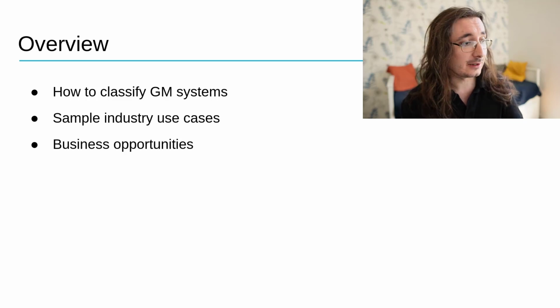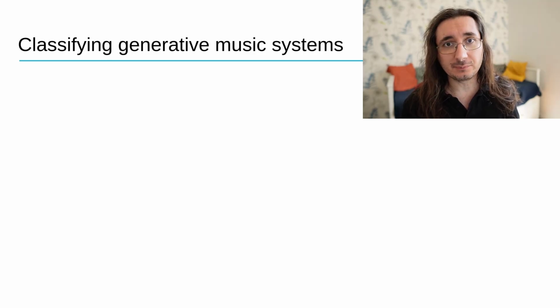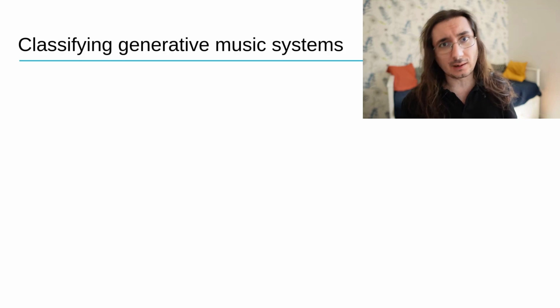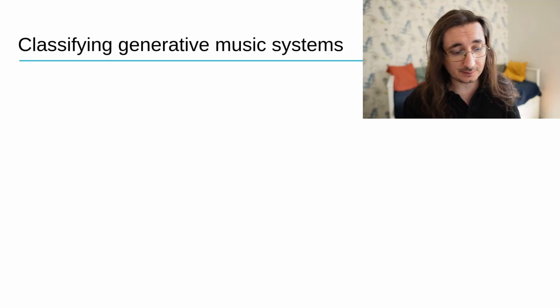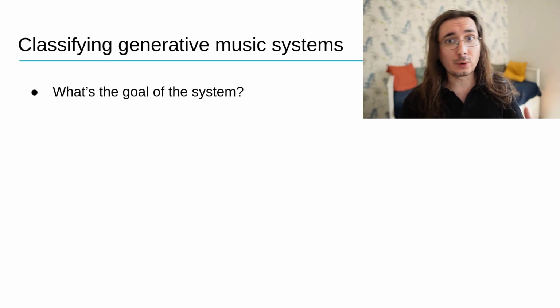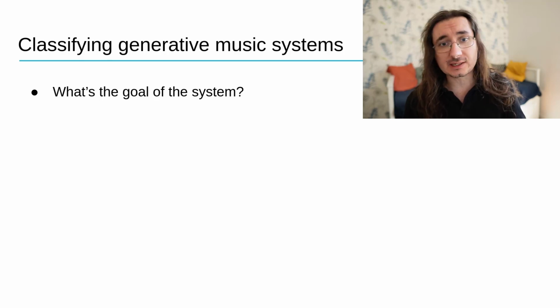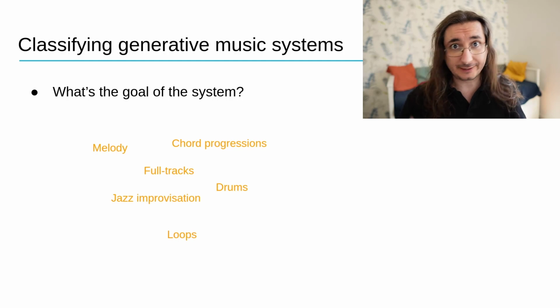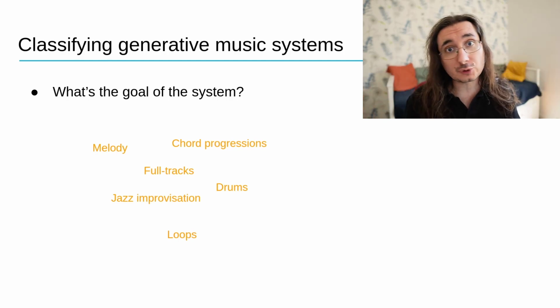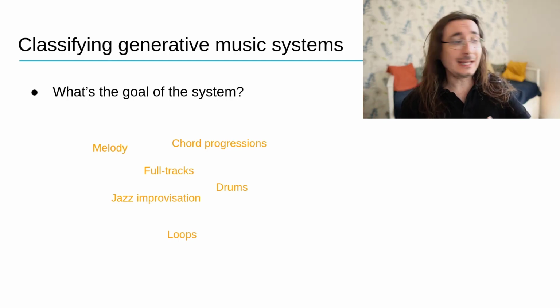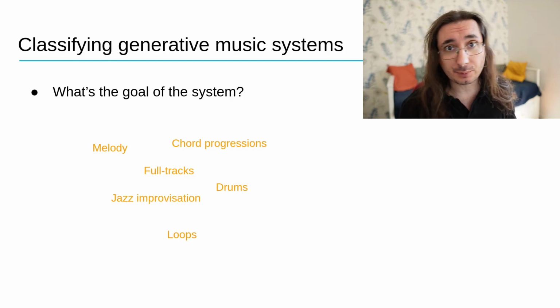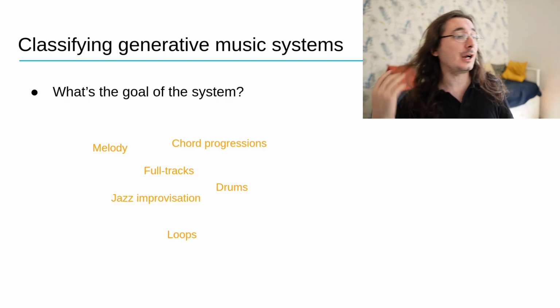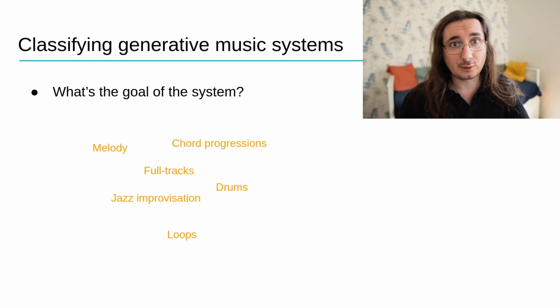Let's dive into it. In order to classify a generative music system, I suggest we ask ourselves a number of questions regarding the system. First, what's the goal of the system? What's the ultimate generative goal of the system? So a system could be used to generate a melody, a chord progression, a full-blown track, perhaps for a jazz improvisation line, perhaps for a drums or a bass line, or perhaps for generating loops or sounds.